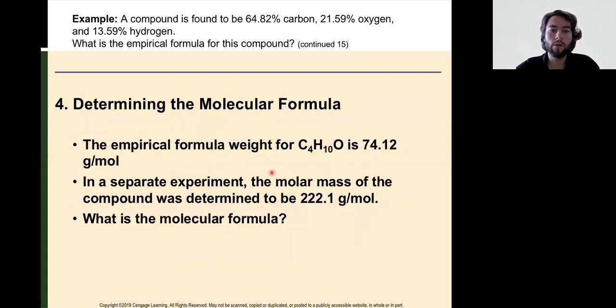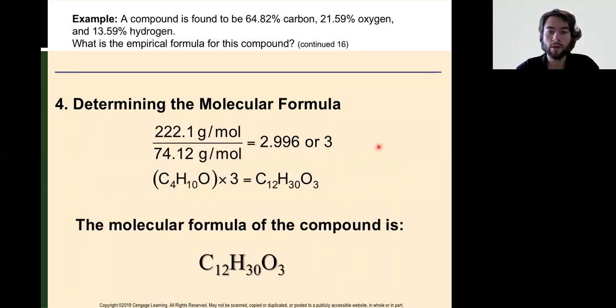So the empirical formula weight for C4H10O is 74.12 grams per mole. In a separate experiment, the molar mass of the compound was determined to be 222.1 grams per mole. So what is the molecular formula? We would divide this number by this number. So 222.1 grams per mole divided by 74.12 grams per mole is equal to 2.996, or 3 to the nearest integer. And so this is going to be our value here.